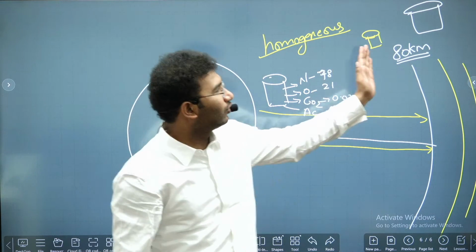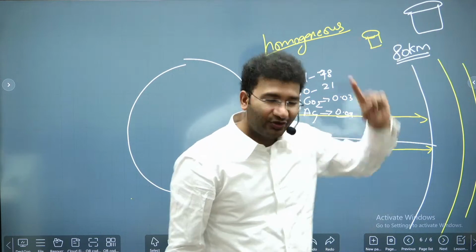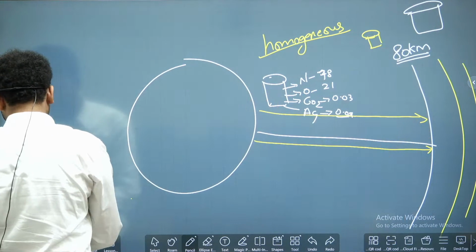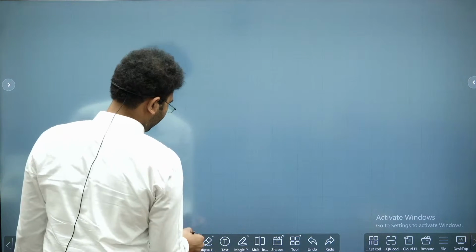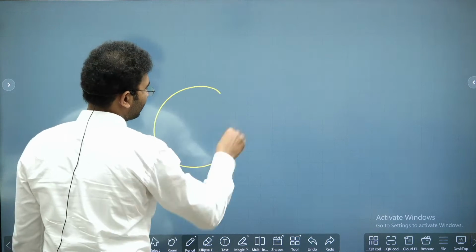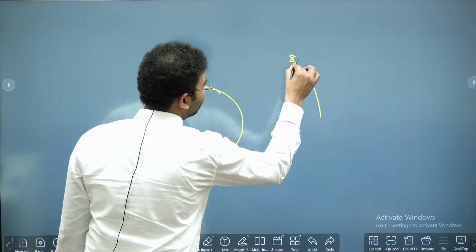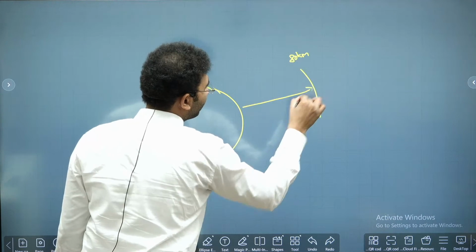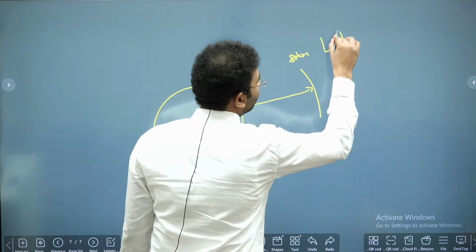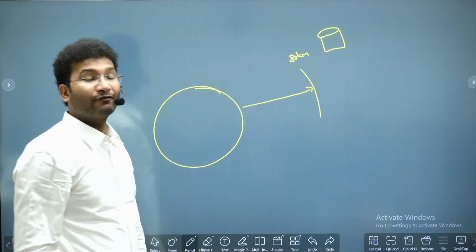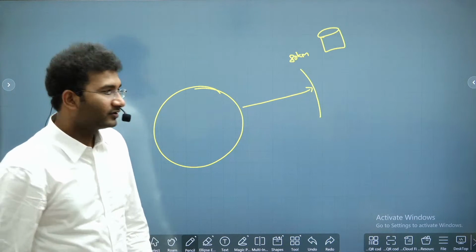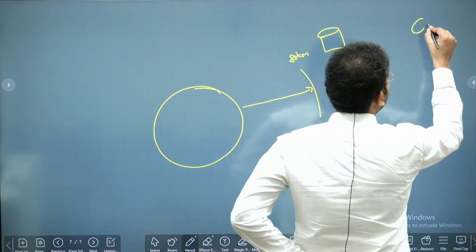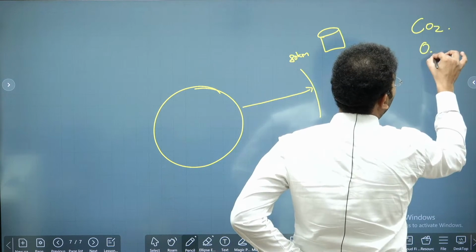But once you go beyond 80 kilometers, you will find the air like this. Suppose this is your earth, and this is 80 kilometers above the surface of the earth. Above it, the air is arranged based on weight composition. So let me ask you a question: is carbon dioxide heavier or is oxygen heavier?